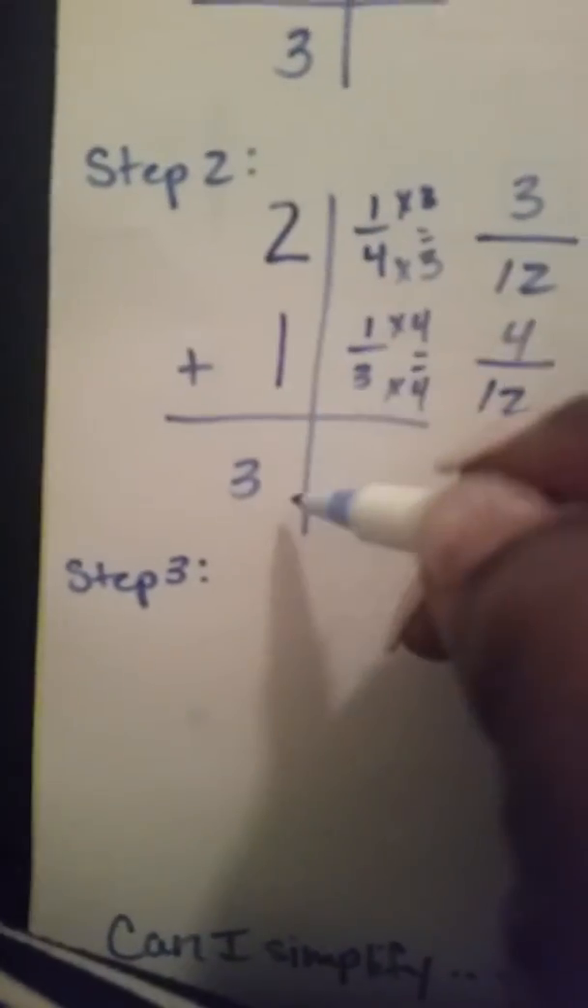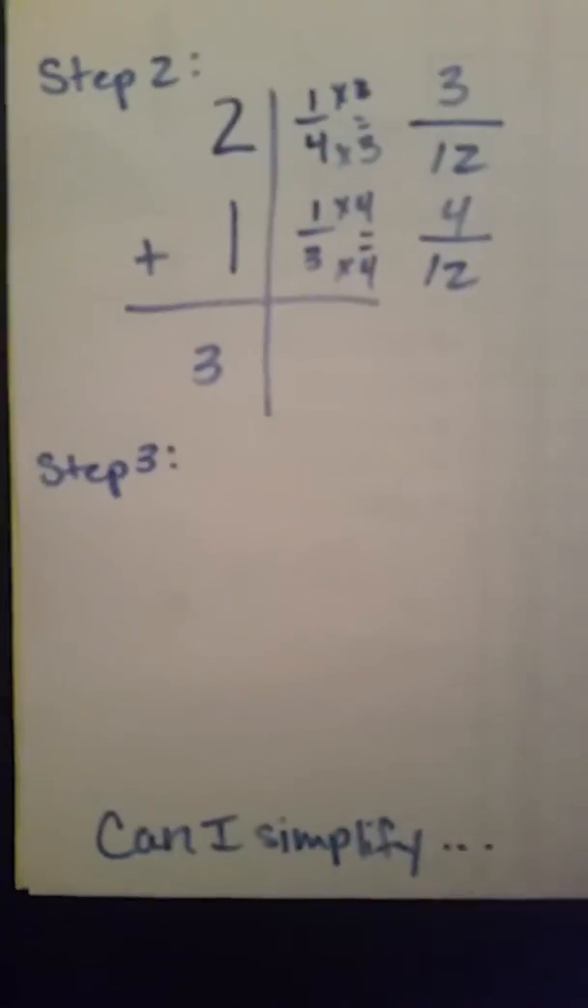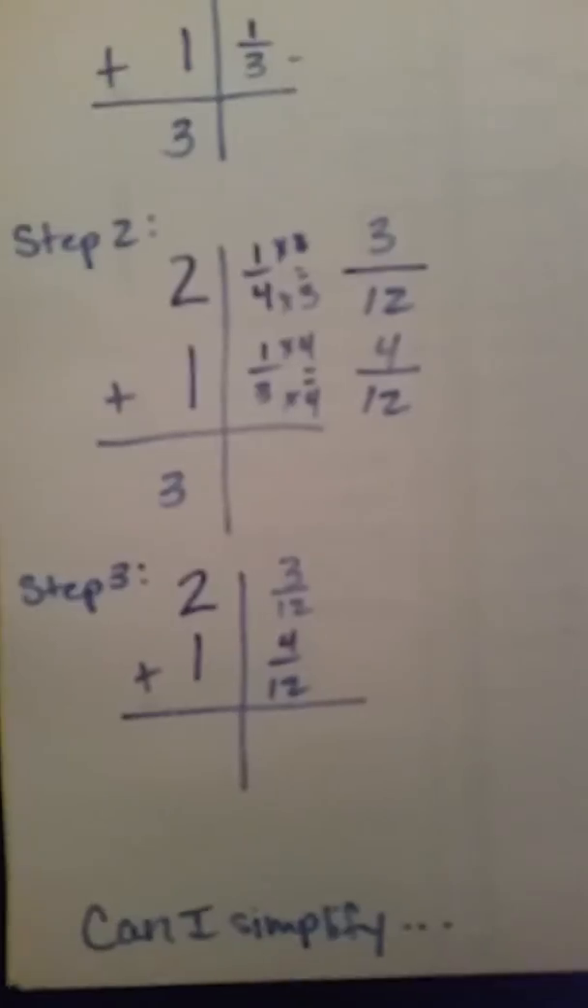Same here. How do I get from 4 to 12? I have to multiply by 3 to get 12, which means I also have to multiply my numerator by 3. That gives me a new numerator of 3, and a new numerator here of 4. So now I have 3 twelfths plus 4 twelfths. I've already added my whole numbers. My next step in this case would be to just add.